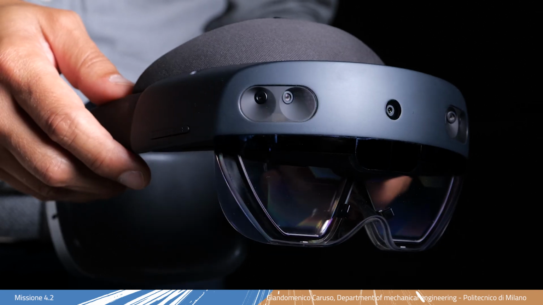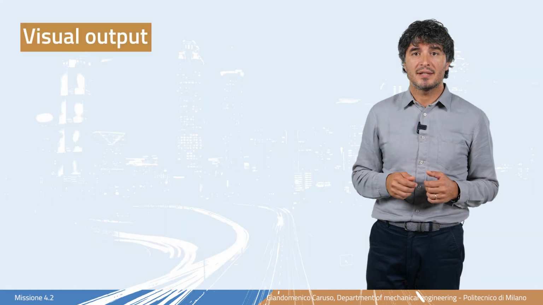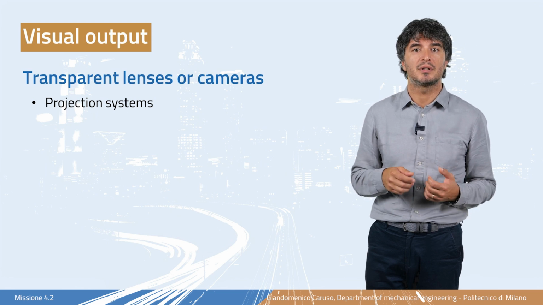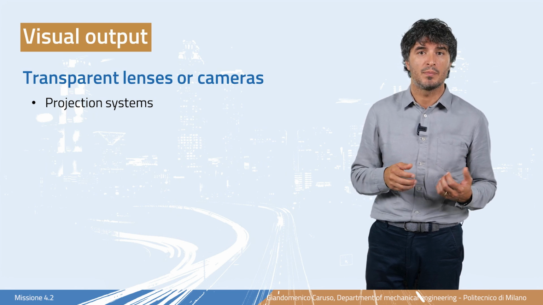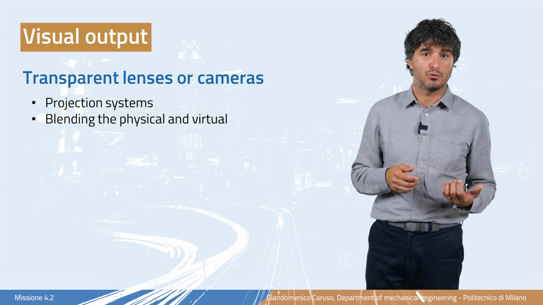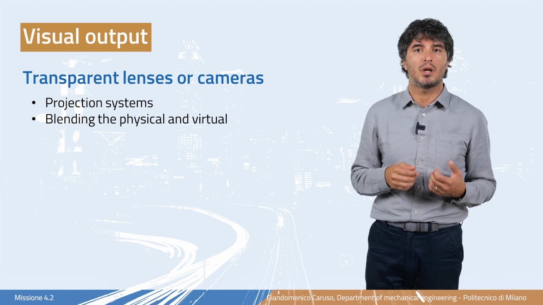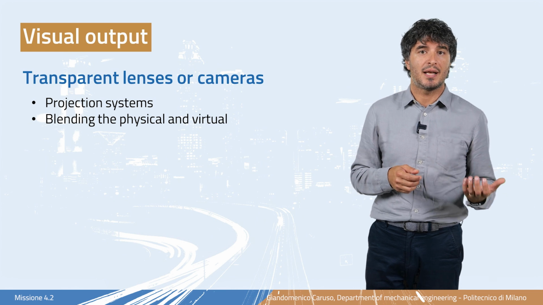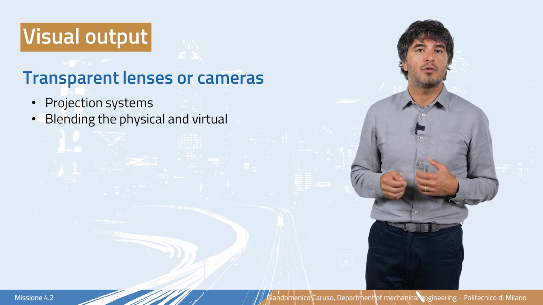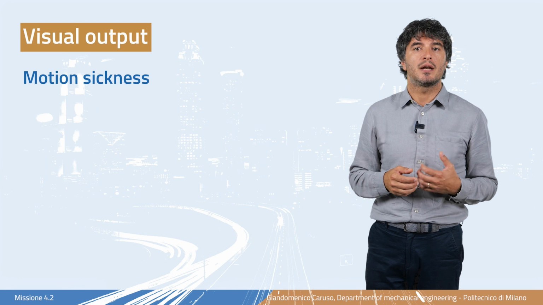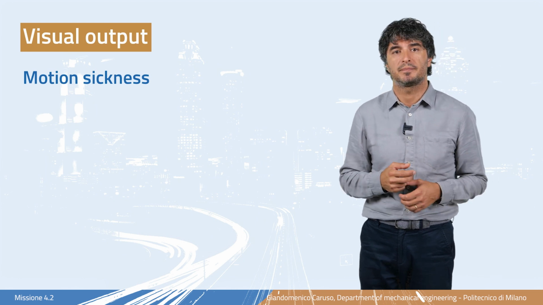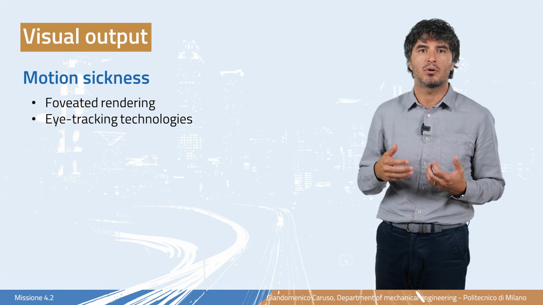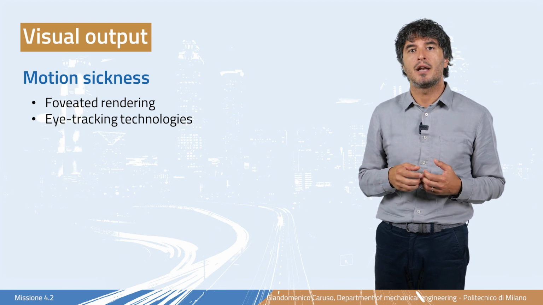For augmented reality, displays use transparent lenses and cameras that allow users to see the real world and digital elements. These augmented devices rely on projection systems that overlay digital information directly into the user's field of view, blending the physical and virtual. The challenge with visual output is balancing high-quality resolution with minimizing latency, which is crucial for preventing motion sickness and ensuring a fluid experience. Innovations in eye-tracking technologies will also allow for even more dynamic visual rendering and user interaction in virtual spaces.